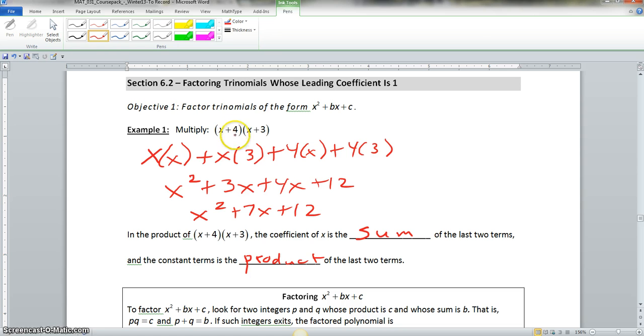Now if we look at these last two terms, we have 4 and we have 3. 4 plus 3 is 7, which is the coefficient of x. And the constant term is the product of the last two terms. So we take 4 and 3. 4 times 3 is positive 12.